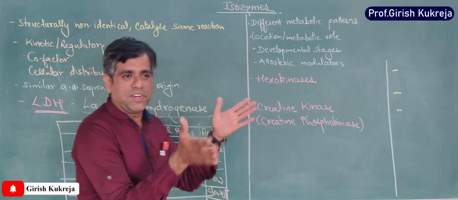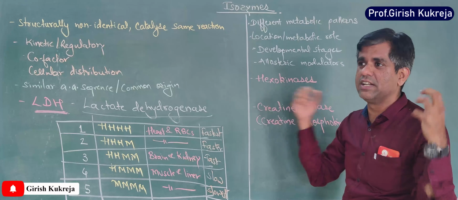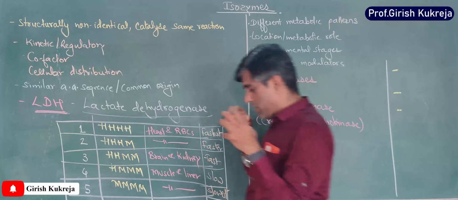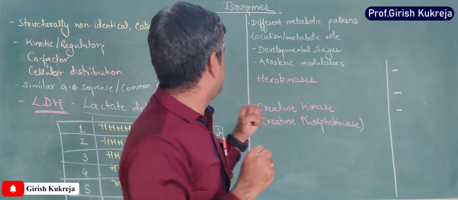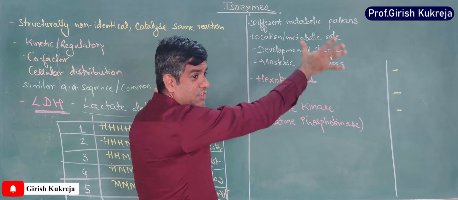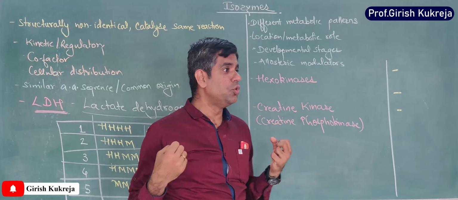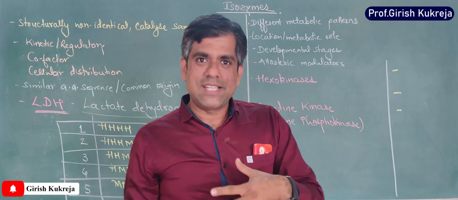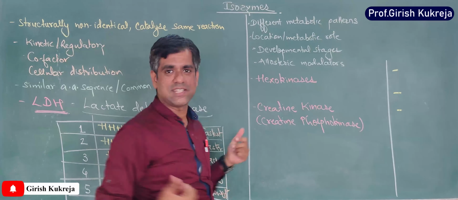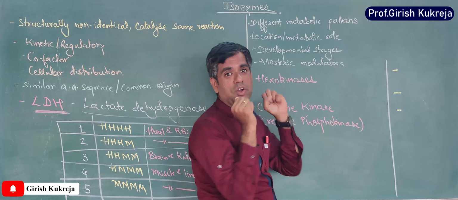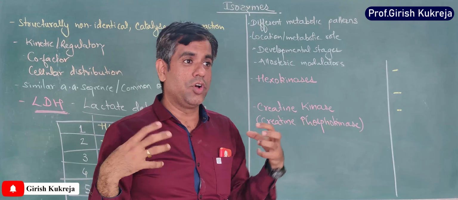So why do we have these different forms? They may have different metabolic patterns, therefore I have these different forms of the same enzyme. They may have different locations, and the metabolic role in the different locations will also be different, right? They may represent different developmental stages, like the same reaction being catalyzed in a fetal tissue, an embryonic tissue, and an adult tissue, not by the same enzyme, but by different forms of the same enzyme. So I have isoenzymes distributed in these different developmental stages. They may respond to different allosteric modulators, right?